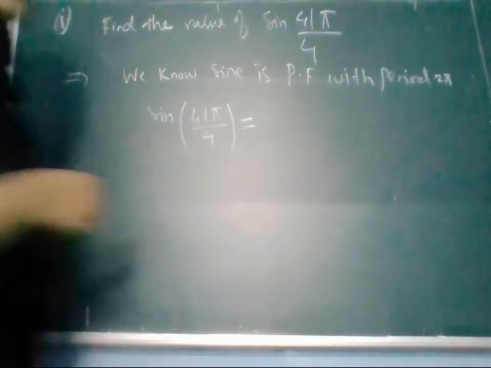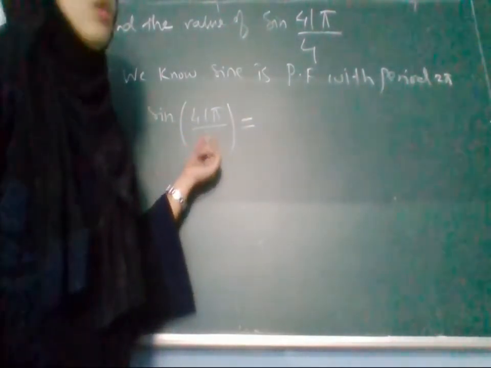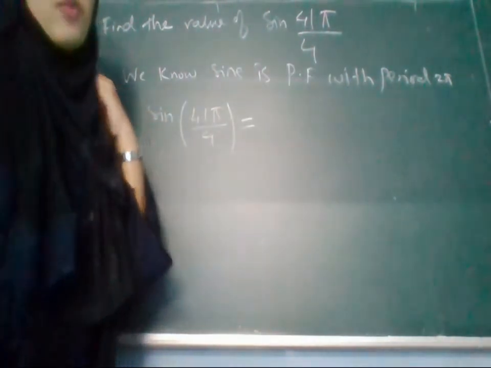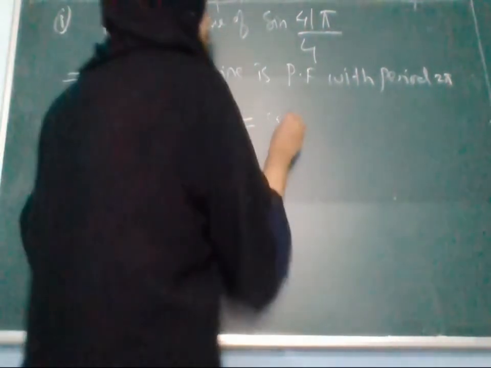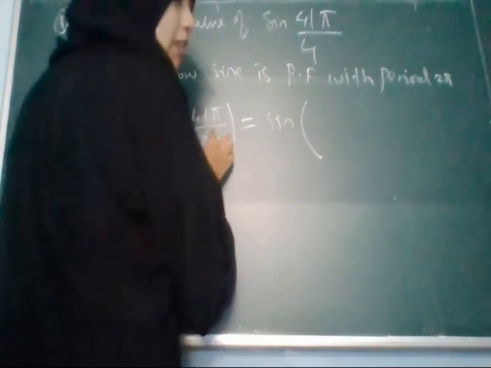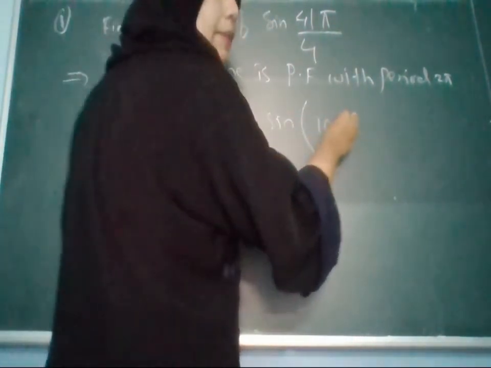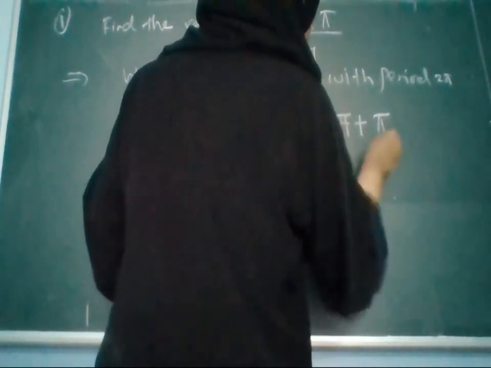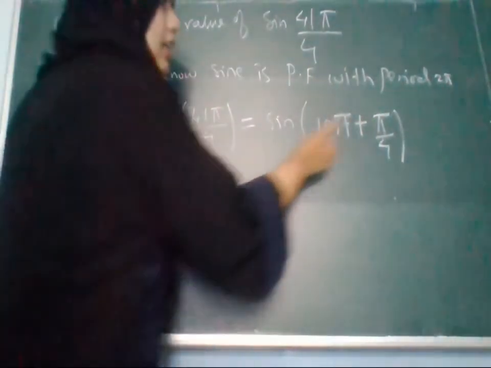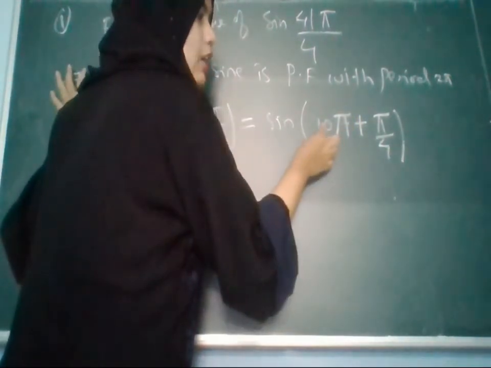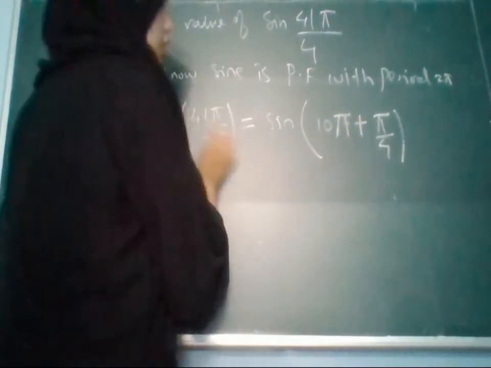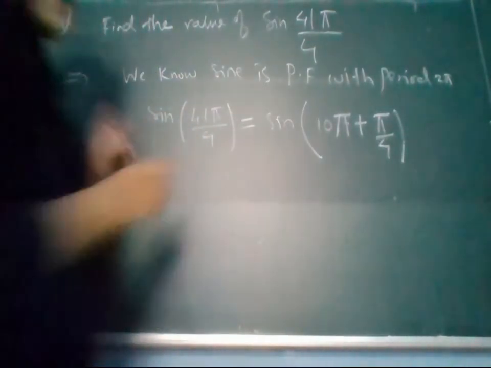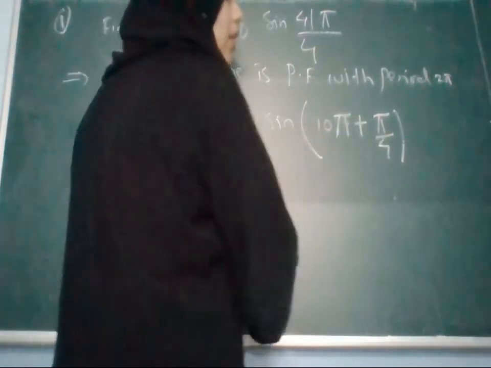Now what we will do? We will try to split this into an addition of 2 pi, in the form of 2 pi. So what we will do? See, this 41 can be written as 10 pi plus pi upon 4. Right? So you can see here 10 into 4 is 40, 40 plus 1 is 41. So this is 41 pi upon 4. So I have split this term into 10 pi plus pi upon 4.